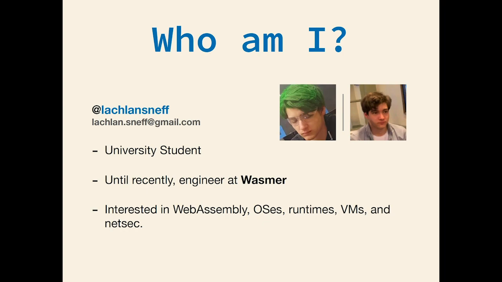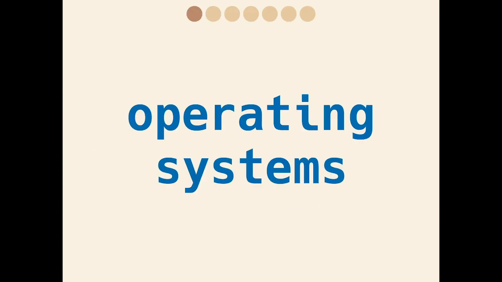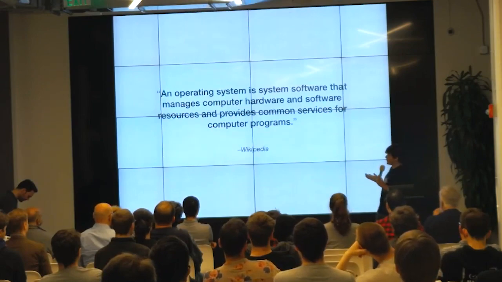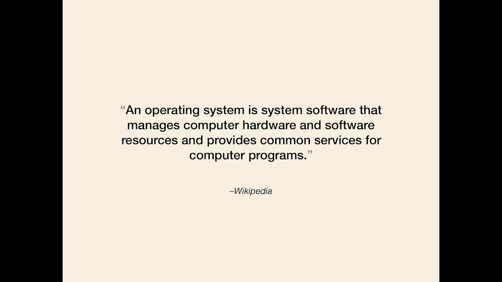All right, so to begin, I'm going to define the last term of that, the things, and it's operating systems. So operating systems, here's a definition from Wikipedia. An operating system is system software that manages computer hardware and software resources and so on. There's a lot of stuff in this sentence, and it's accurate, obviously, but there's a lot of it.